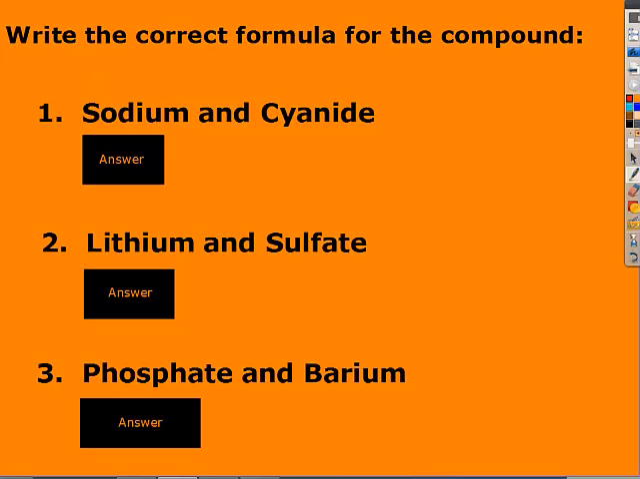Okay. So let's work through a couple more problems. Here I have sodium and cyanide. I want to put them together. So let's put sodium down first. Here is my cation, Na. So find Na on the periodic table. It has a +1 charge. Great. This is my cation, and it has a +1 charge.